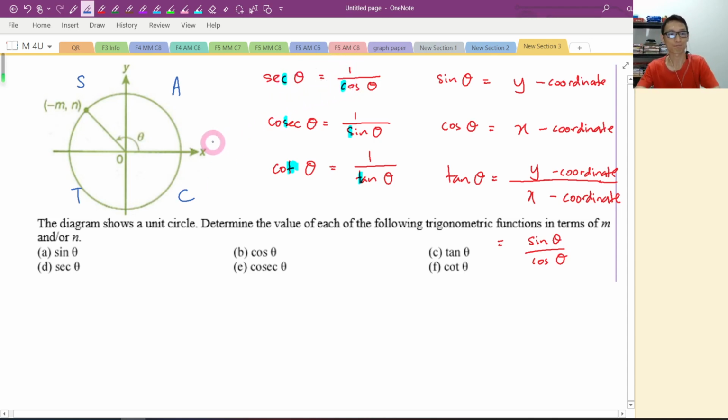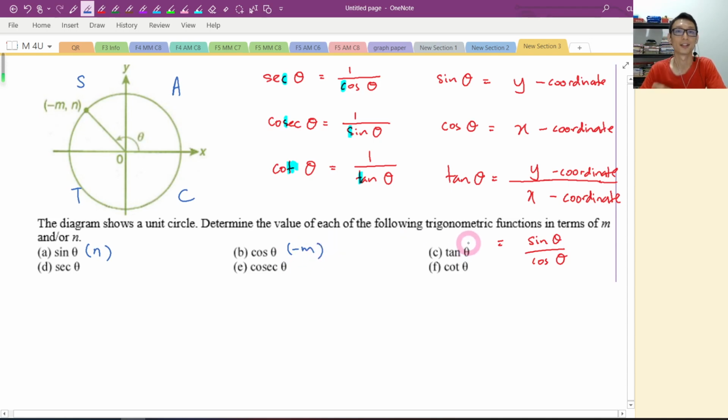Okay, now let's look at these questions. The diagram shows a unit circle. This is a circle with a radius of 1 unit. Determine the value of each of the following trigonometric functions in terms of m or n. Okay, sine theta. Sine theta, y coordinate. So the answer will be n. Cosine theta, x coordinate, negative m.